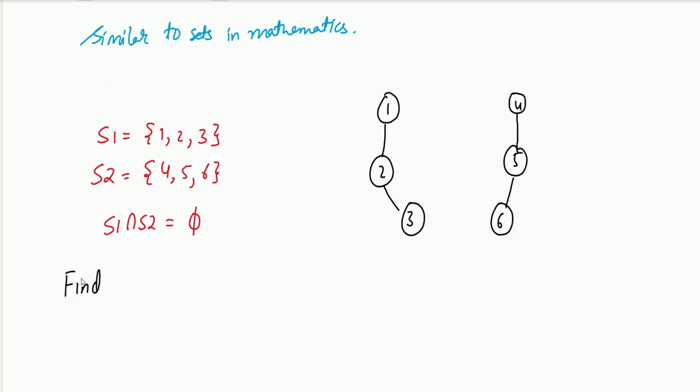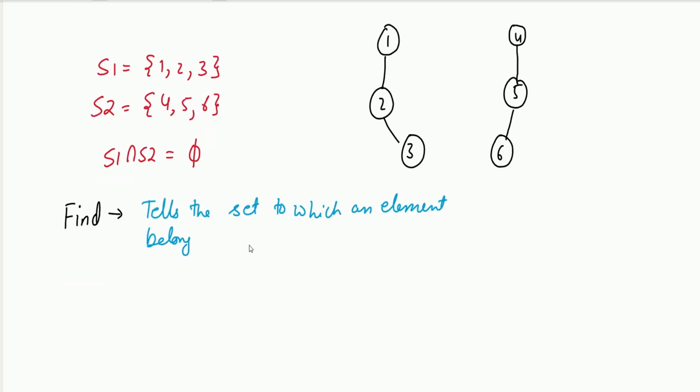One is find operation. It tells the set to which an element belongs. So it is basically which set it is a part of. If I do find 1 in this, 1 is here, so it will give S1. If I do find 5, 5 is not in this set, 5 is here, so it will give you S2. And similarly you can run this on different elements and you will get to which set they belong.